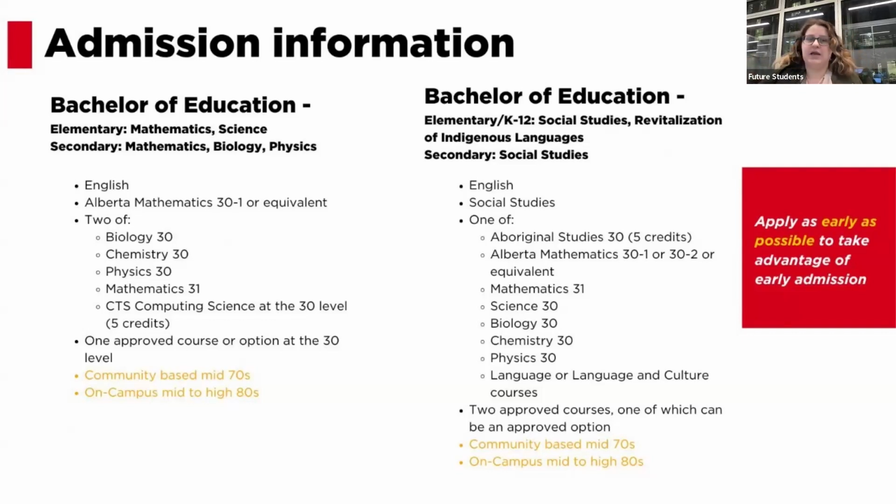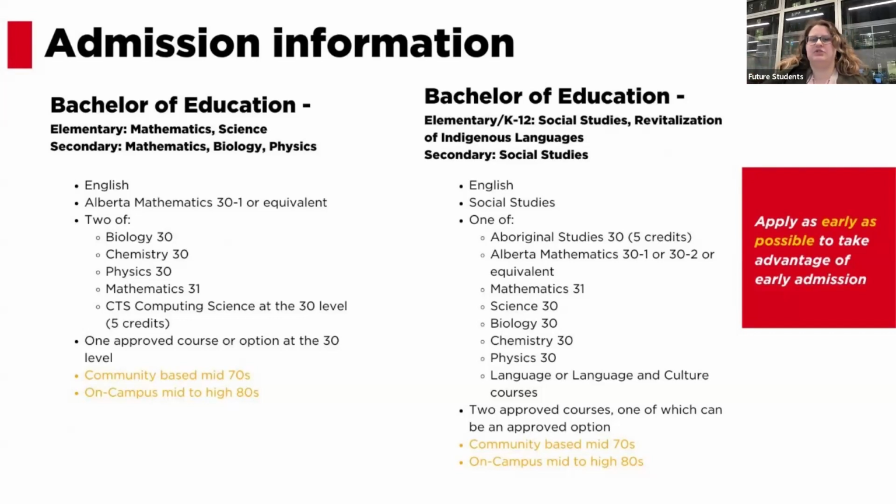And then on the right side, we have our social studies option. So this one would require social studies 30-1 or equivalent, as well as English, one of the listed courses there, and then 2 approved courses, one of which can be an approved option.